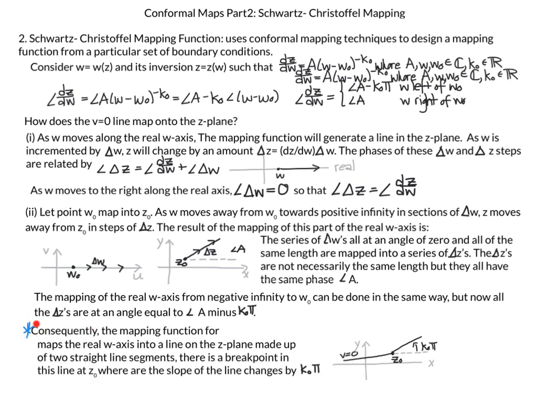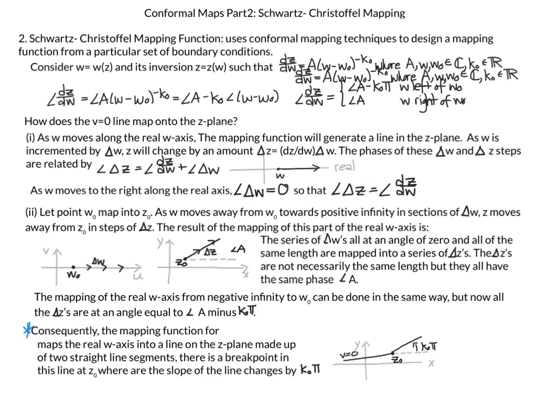Consequently, and I put an asterisk next to this statement because this is a key point. When we're mapping the function dz/dw equals A, where A is a complex number, times (w minus w naught), these are complex numbers, raised to the minus k naught, where k naught is a real number, maps the real w axis. At this point, we're talking not just about mapping from w naught to the right, we're talking about the entire real axis onto a line in the z-plane.